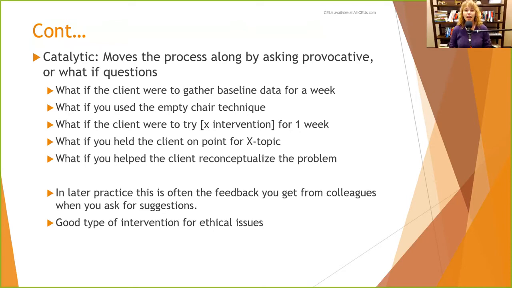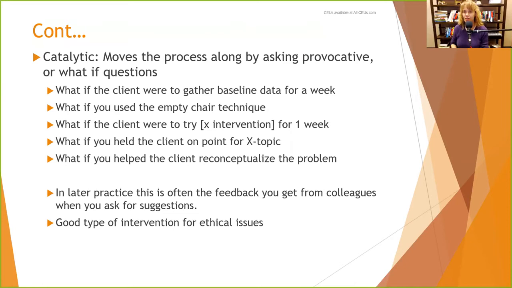What if you held the client on point for this topic? So maybe they're talking about the abuse they had as a child, and they start to get to a point where they might hit an aha moment, and then they just change directions, or they refuse to go any further. Usually it's changing directions. So what would happen if you hear what the client's saying, and they say, but I want to go back to this other thing for a second, and you held the client on point for that topic for the whole session?